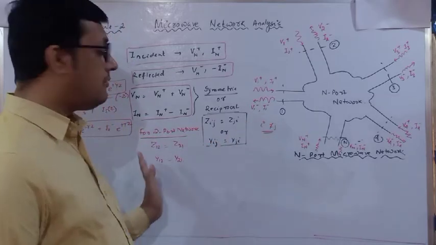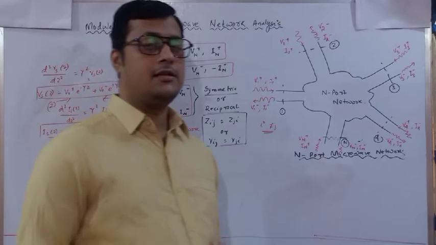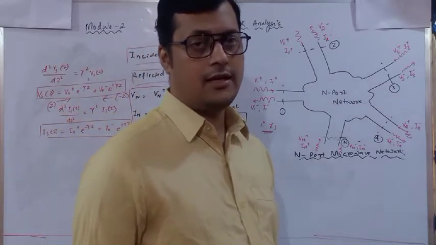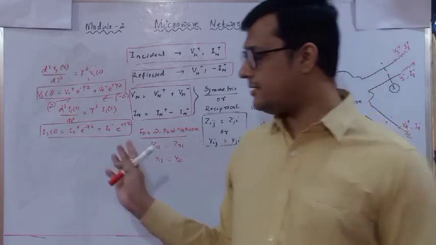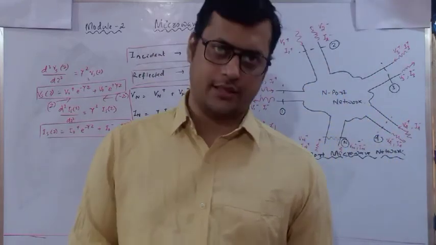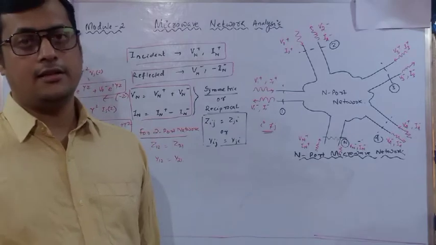And for a two-port network, you can write Z12 equals Z21, or Y12 equals Y21. So these are the simple relations, but we need to prove it. This reciprocal condition we need to prove.